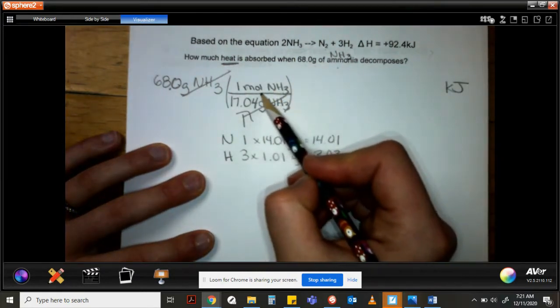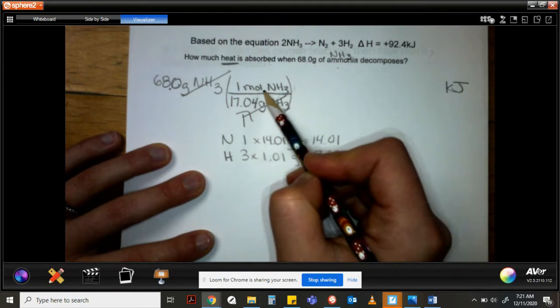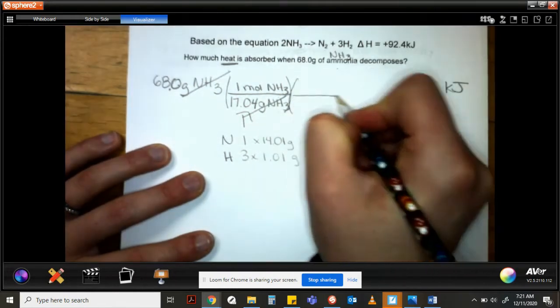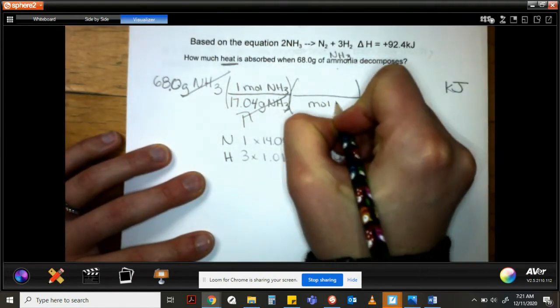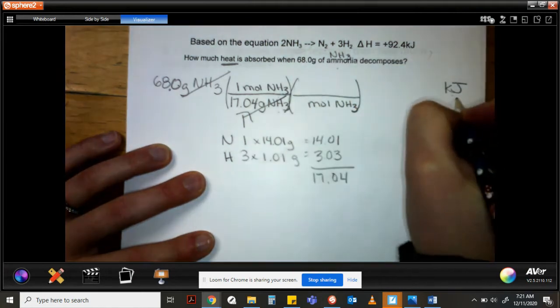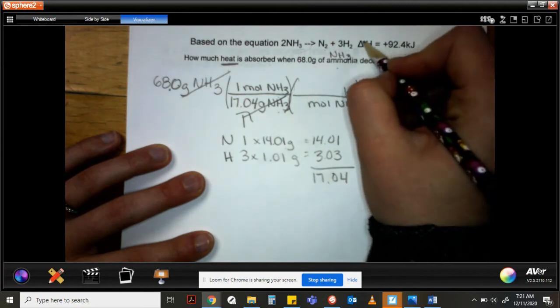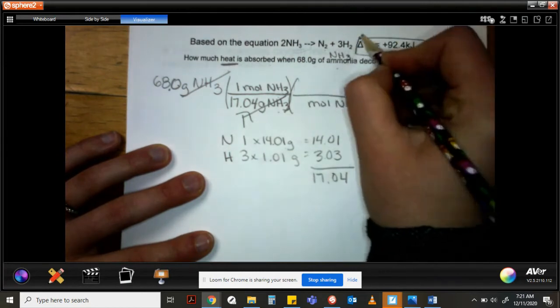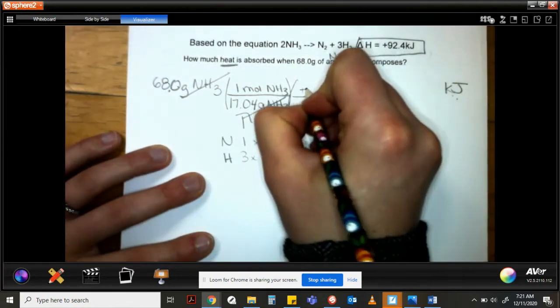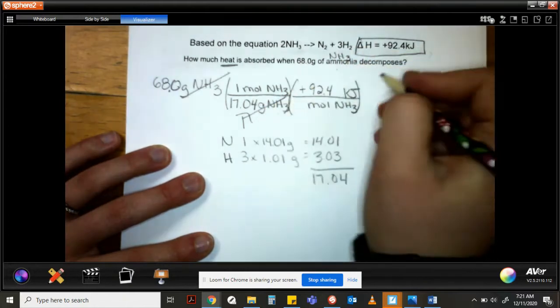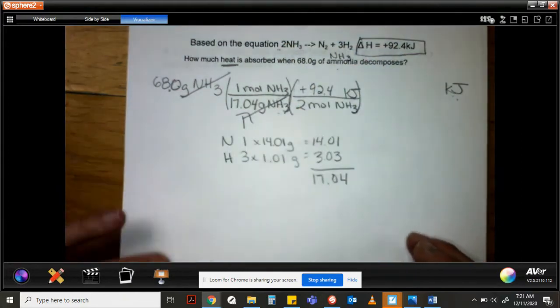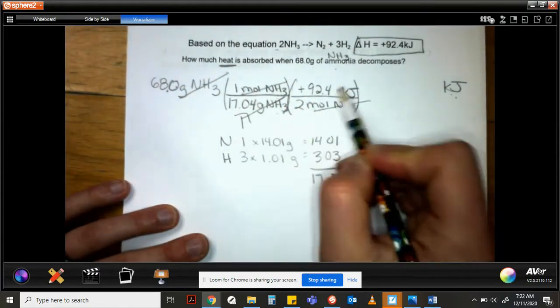We've got our moles of ammonia right here. So now that we've got moles of ammonia, we can drop it like it's hot. So we've got moles of NH3. We want to get to kilojoules again, so kilojoules go on top. Our heat of reaction is 92.4 kilojoules. It's going to be positive 92.4 kilojoules for every 2 moles of ammonia that's used. You can cross it out.